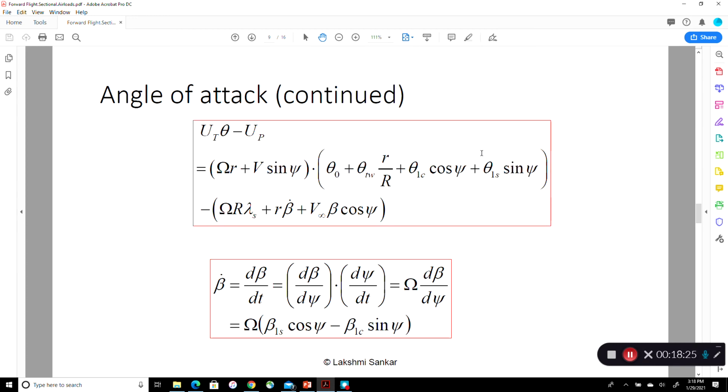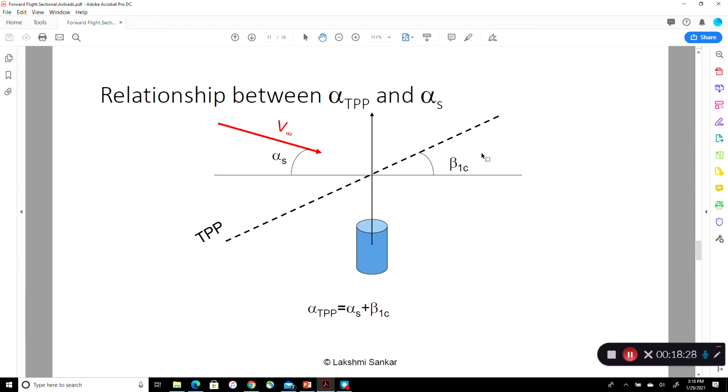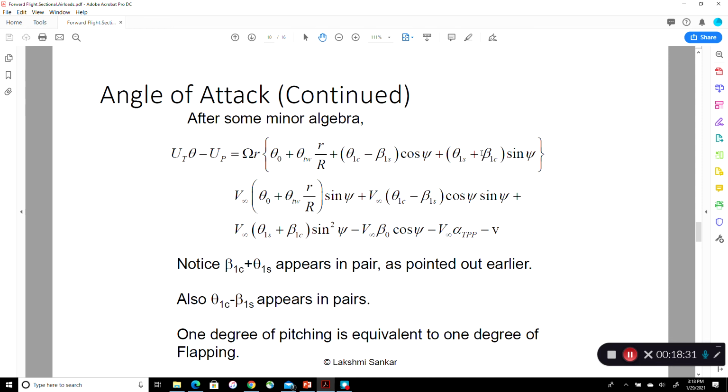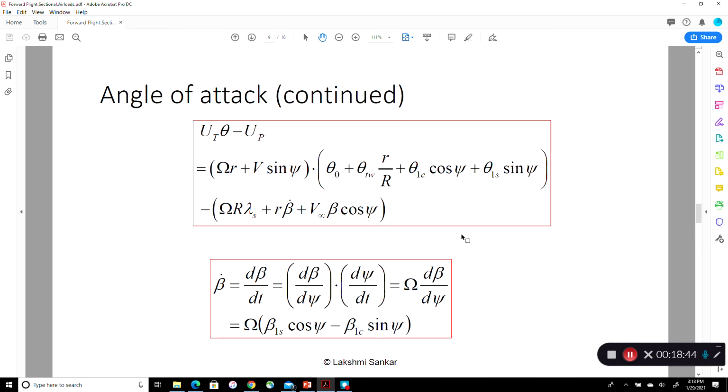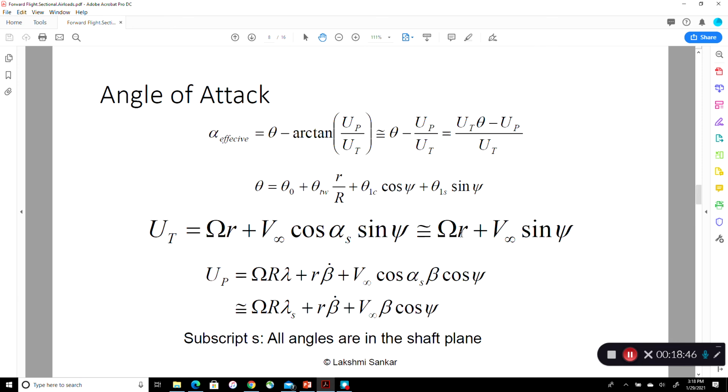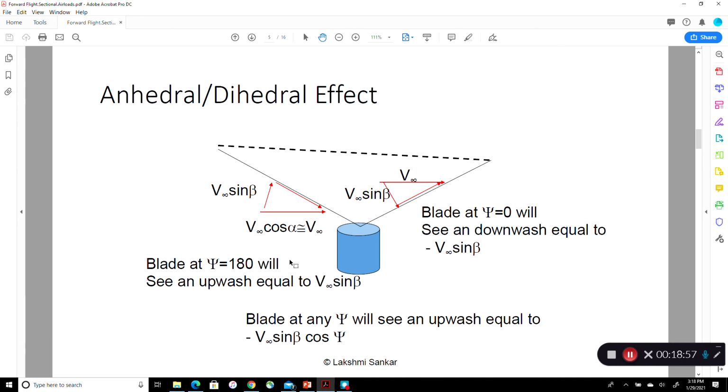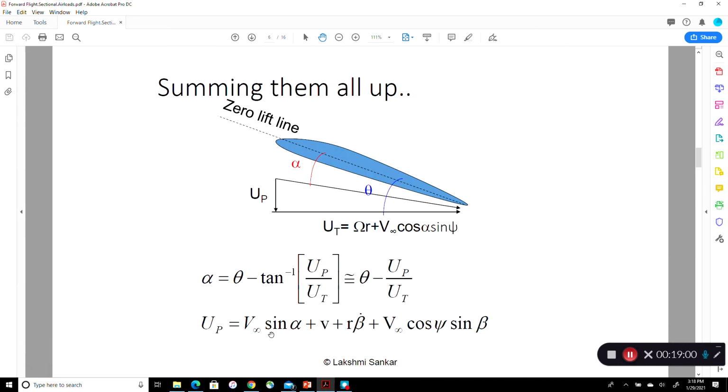We can divide it by UT. So by the way, before we proceed further, we see that V infinity is written here as alpha tip path plane. Where did this alpha tip path plane come from? Because up to here we didn't have any alpha tip path plane. We just had V infinity times lambda, which had V infinity sine alpha. So why did we get an alpha tip path plane all of a sudden?